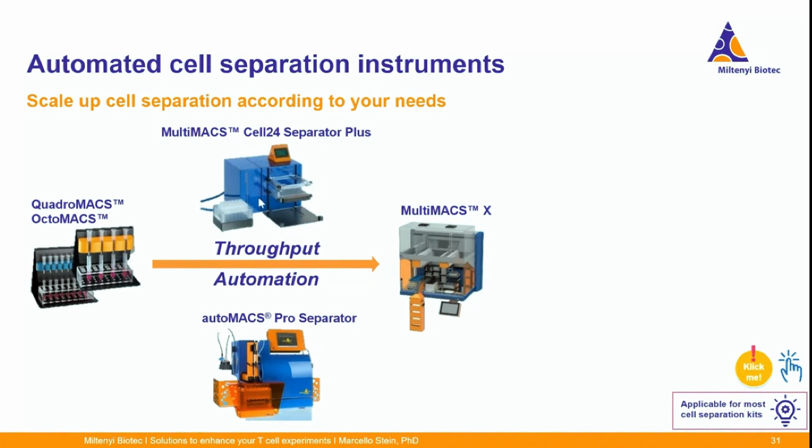And finally, the Multimax X for flexible, fully automated, high-throughput industrial applications with any source material. Now, every researcher can reliably automate cell separation for more efficient workflows and higher consistency. Of course, all the automated options are applicable to most of our T-cell separation solutions.